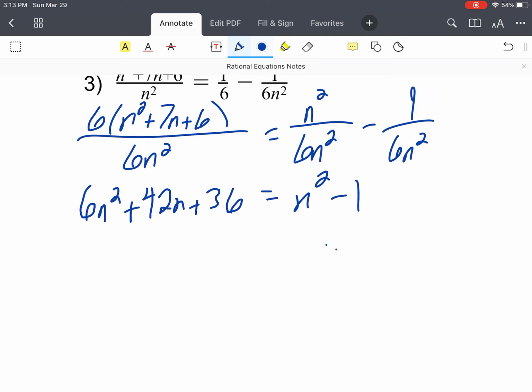Now this looks a little bit different than those first two problems because we still have a squared term. But hopefully by now you know that anytime you have a squared term, you get everything to one side and factor. So I'm going to subtract that n squared and get 5n squared plus 42n. And now I'm going to have to add over that 1, so plus 37 equals 0.